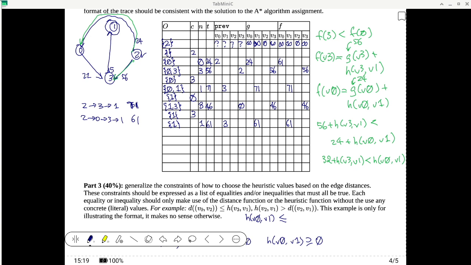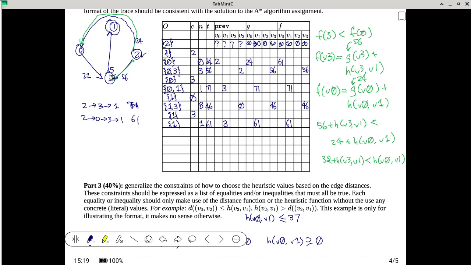It's 22 plus 15, right? Because v0 is here, v3 is here, v1 is over here. So that's the only path from v0 to v1, and it has, quote unquote, the shortest length. The shortest path, which is the only path in this case, has a length of 22 plus 15, which is 37.